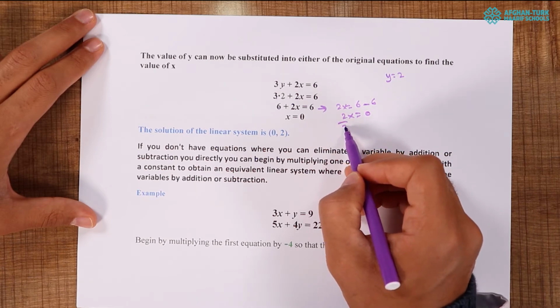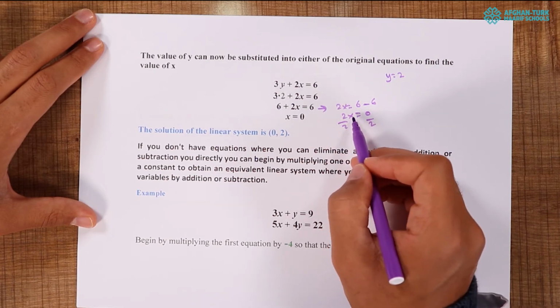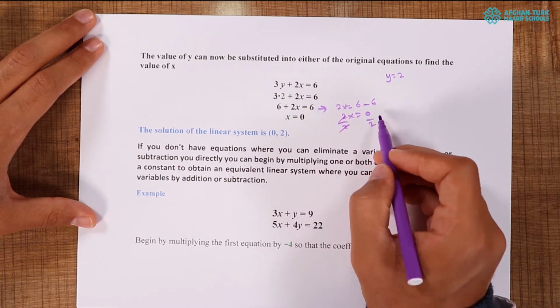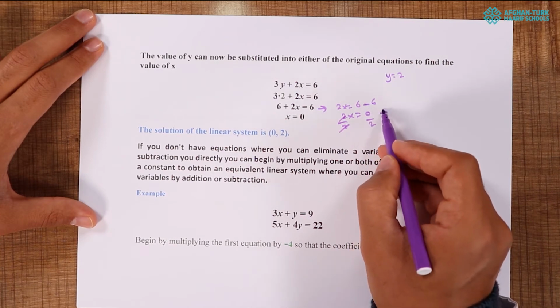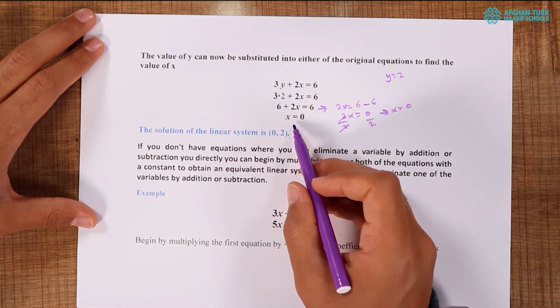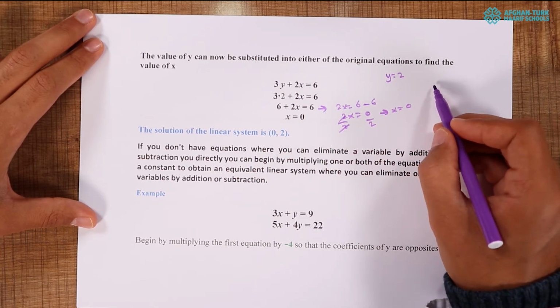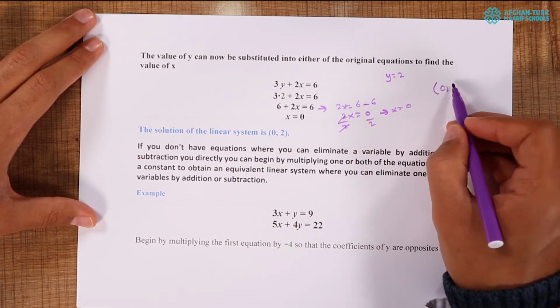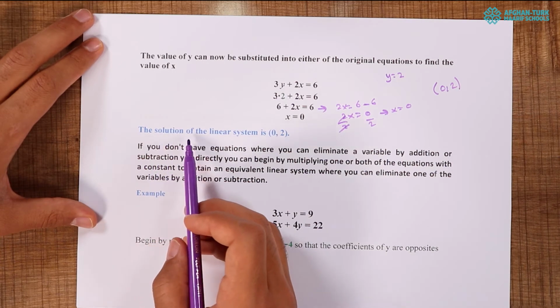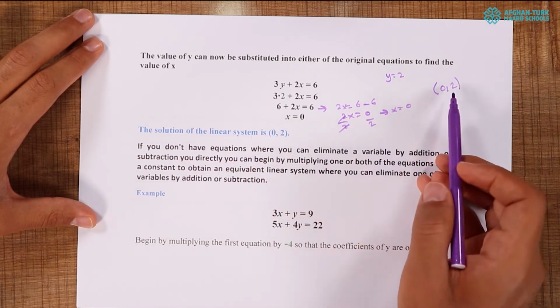So if we divide both sides of the equation by the coefficient of x, so we cancel, x is 0 over 2, which is equal to 0. So x is equal to 0. We found that x is 0 and y, what? 2. The solution of the linear system is 0 and 2, as you see here.